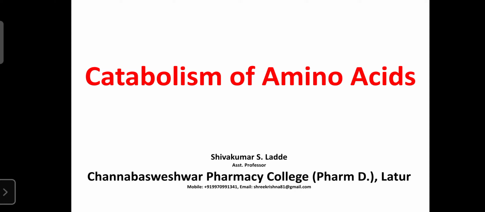amino acids cannot be stored in our body. When they enter our body, or when they are formed in the body, they are immediately utilized. They are never stored. They are utilized for synthesis of proteins, or for synthesis of biological compounds, or they will be excreted as ammonia. That's why the catabolism of amino acids is so important.